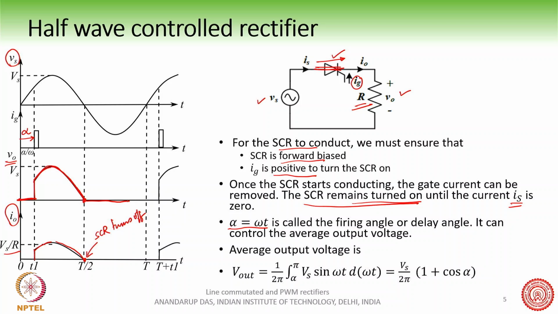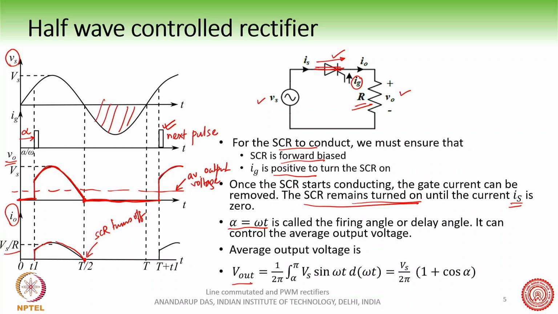Then again up to this point, and in the positive half we give the next pulse. This is the next pulse. So during this point here, even if we give the pulses, the SCR will not turn on because now the polarity of the voltage is opposite. So the SCR will not be forward biased. Therefore the output voltage, of course we understand, the average output voltage will be somewhere here.